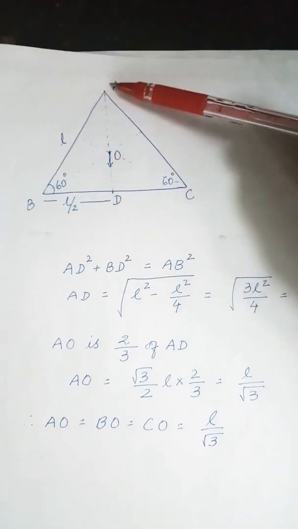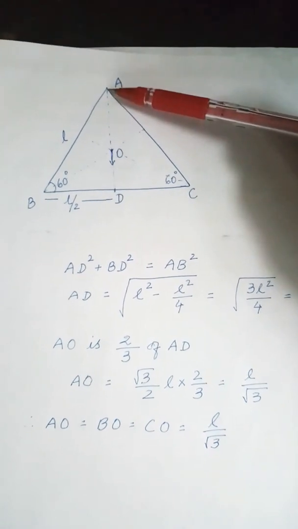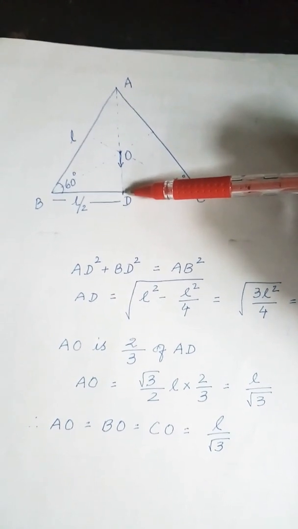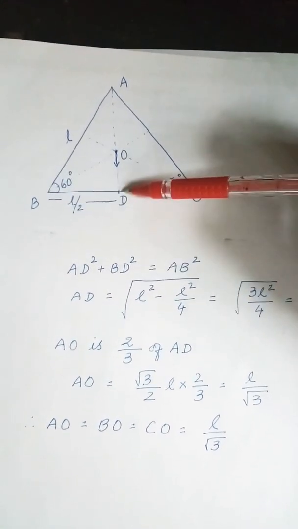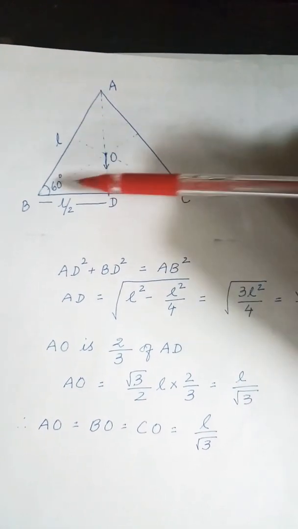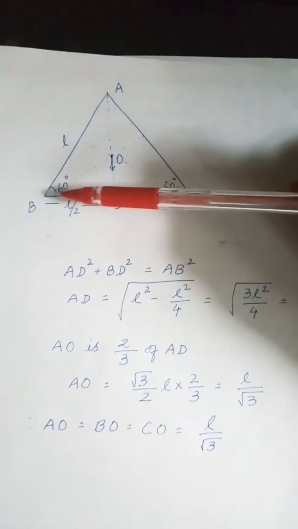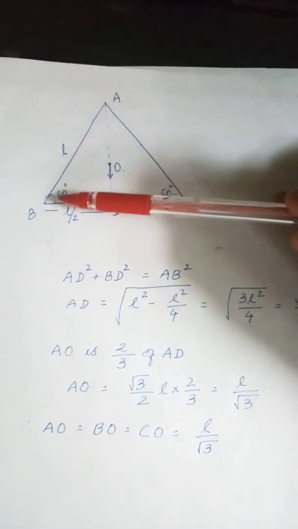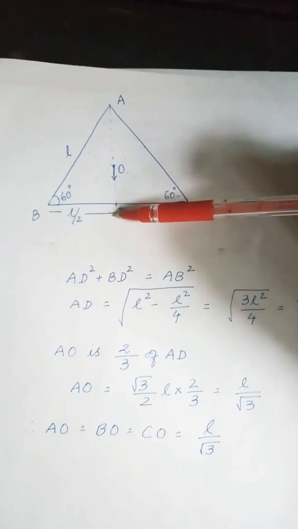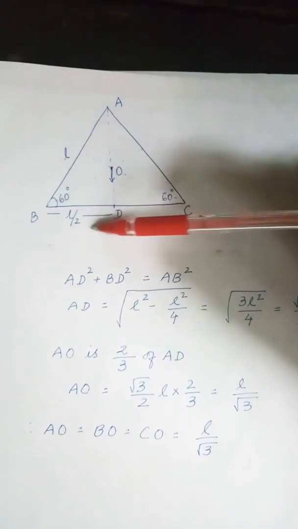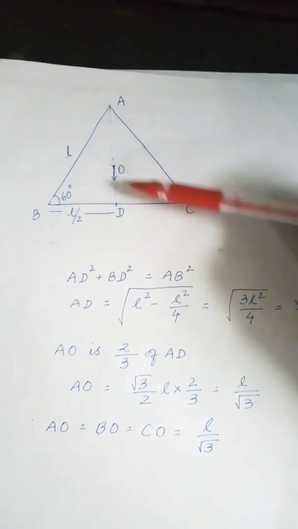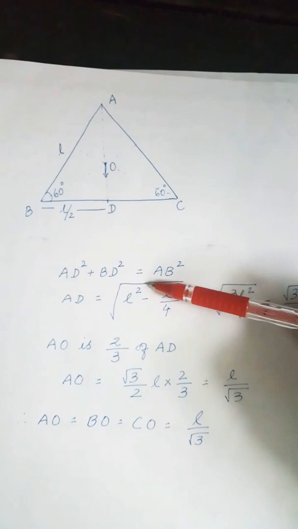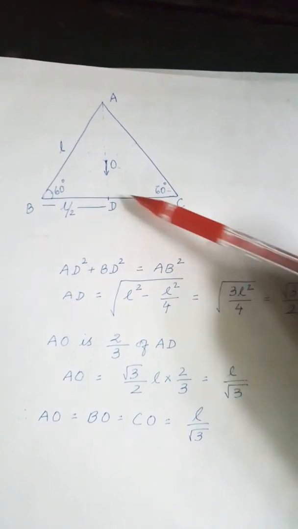Let's say this one is L, and when a perpendicular is drawn in an equilateral triangle, it will cut the middle of arm BC. So this side BC, which is also L, then BD will be L by 2. Now this is a right angle triangle ABD. So applying the Pythagoras theorem, we can write AD square plus BD square equals AB square.